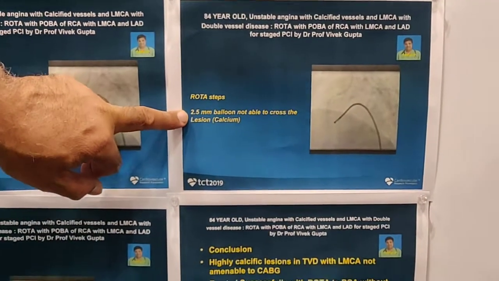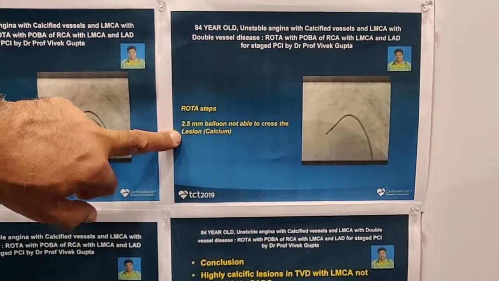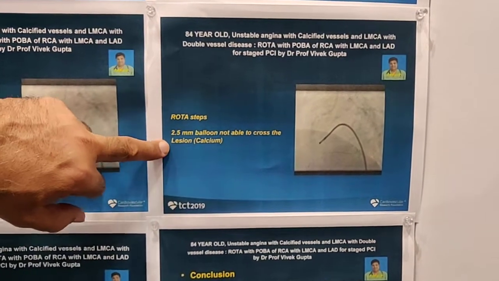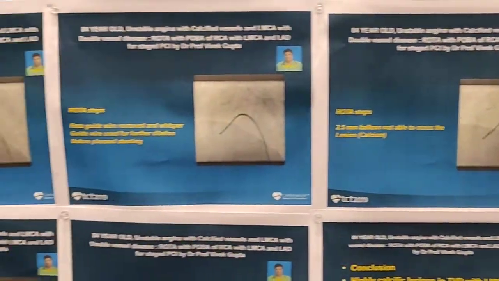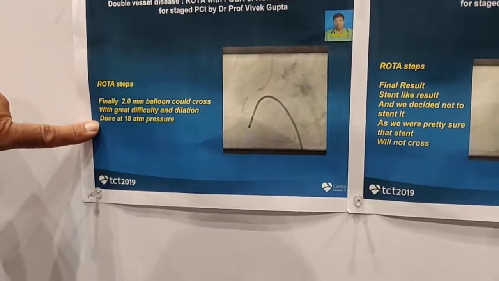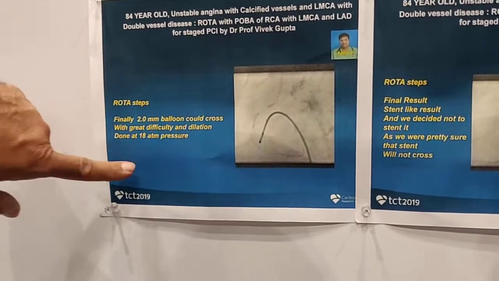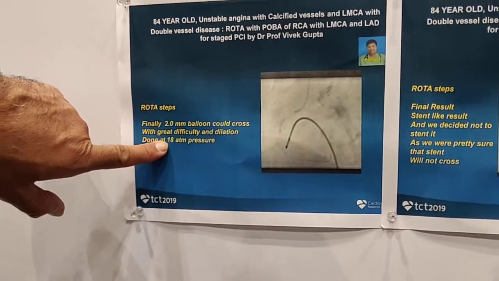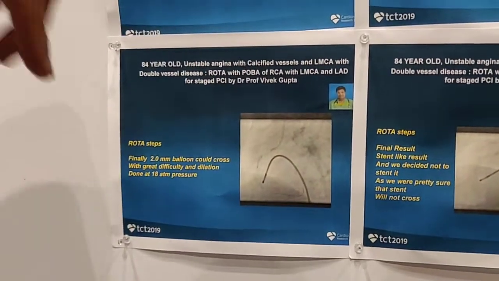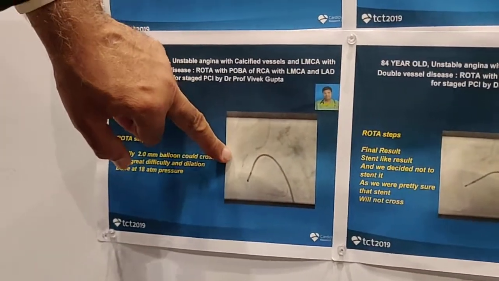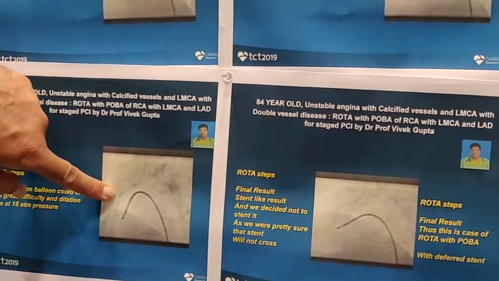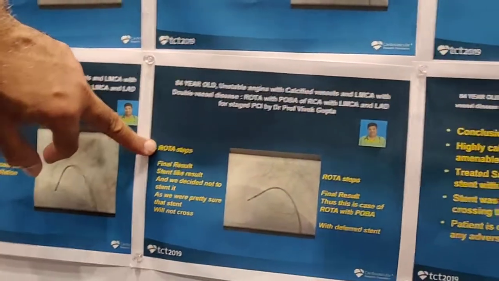A 2.5 millimeter balloon was not able to cross the lesion. We thought that after the 1.5 millimeter burr, the 2.5 millimeter balloon would be able to cross, but unfortunately it did not cross. So we came down to a 2 millimeter balloon to cross the lesion, and with great difficulty dilatation was done at 18 atmospheric pressure. Such was the quality of the lesion, highly calcific, that despite the 1.5 millimeter burr, the 2.5 millimeter balloon did not cross. So we had to satisfy ourselves with a 2 millimeter balloon. So finally the rota step was there.